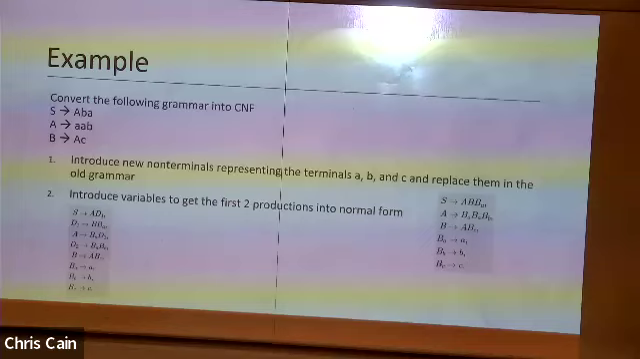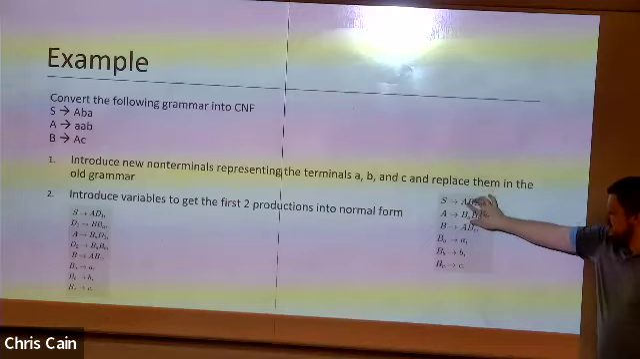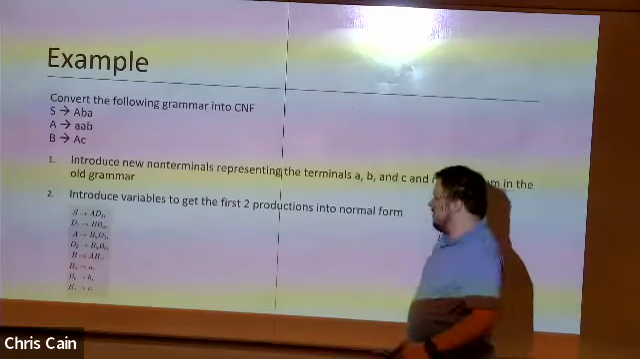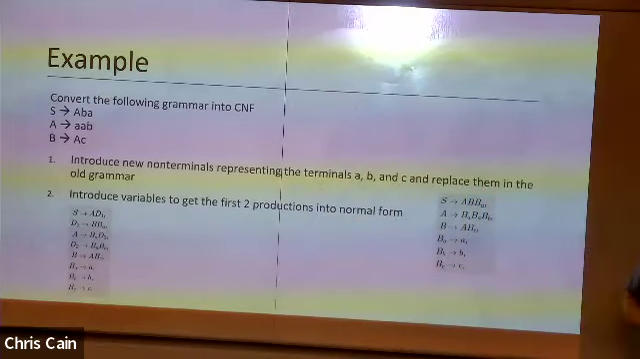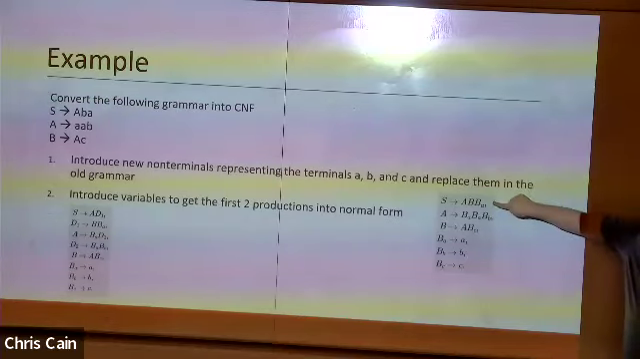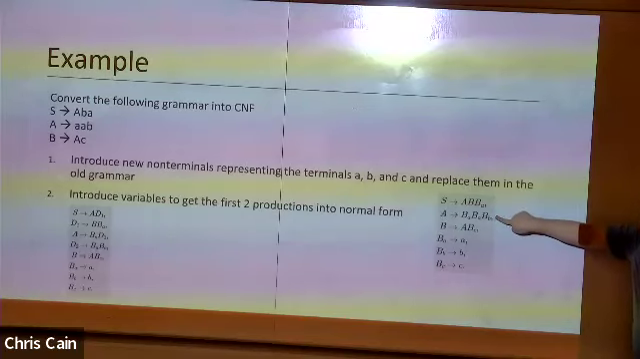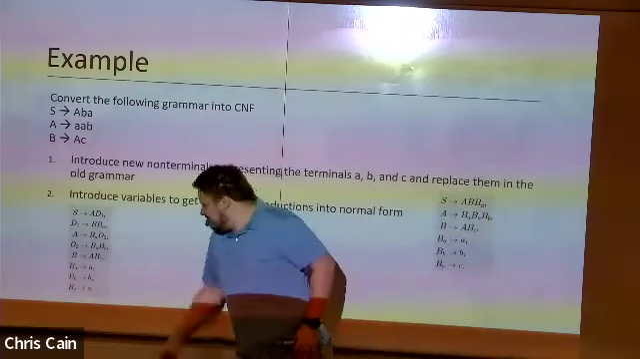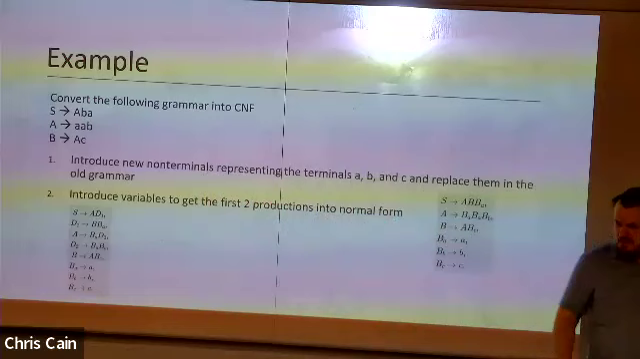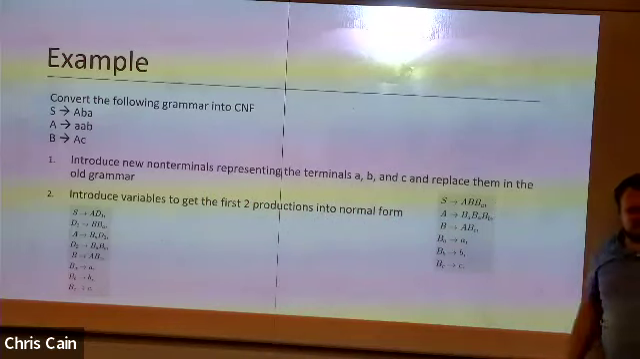Then we need to get these productions into Chomsky normal form, which only allows two non-terminals on the right-hand side of each production. Here we have three non-terminals. Here we have three non-terminals. Here we have two non-terminals, so we notice that B did not change between here and here. It's the same, but some things did change about these first two productions. So let's talk about what we need to do.